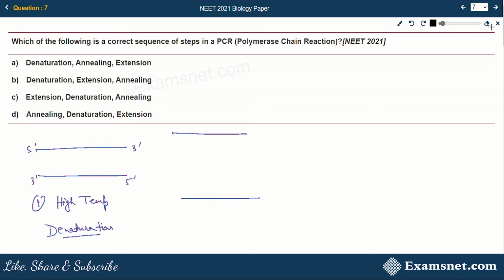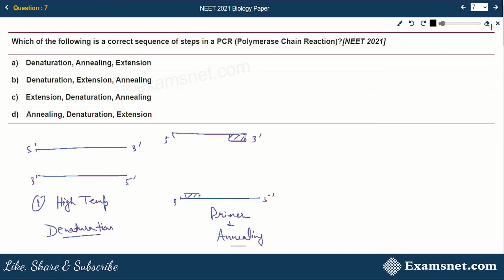Okay. Now, in the next steps, 2 sets of primers are provided. What do these primers do? These get annealed to the 3' end of the DNA strands. Okay. So these two are the primers. Primers get annealed. Therefore, this process is known as annealing.